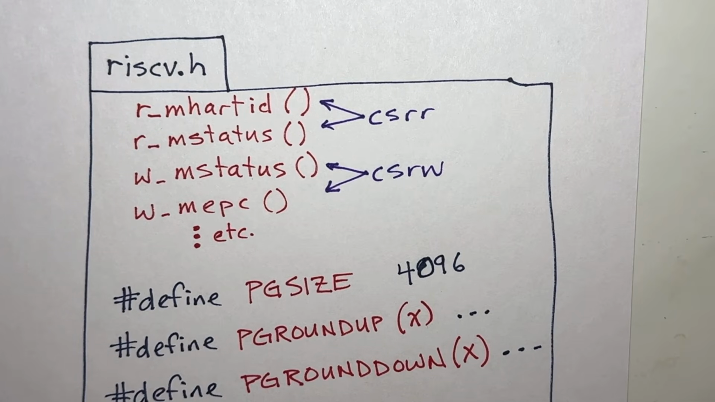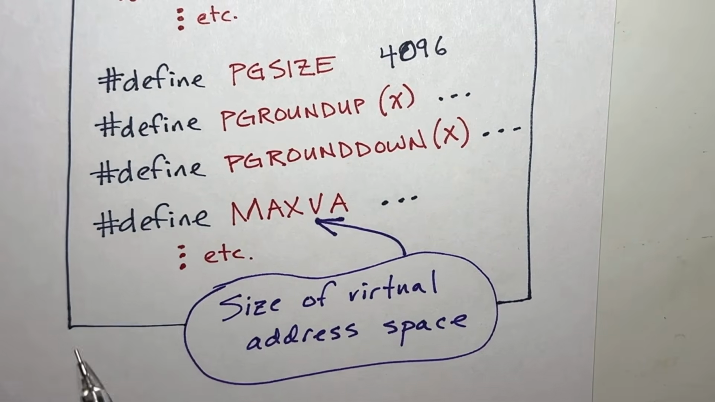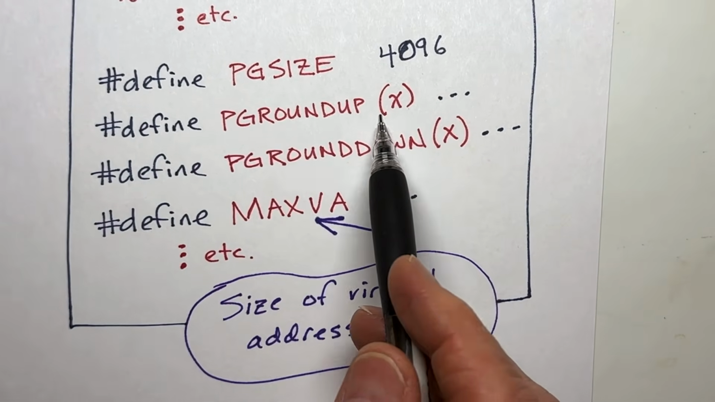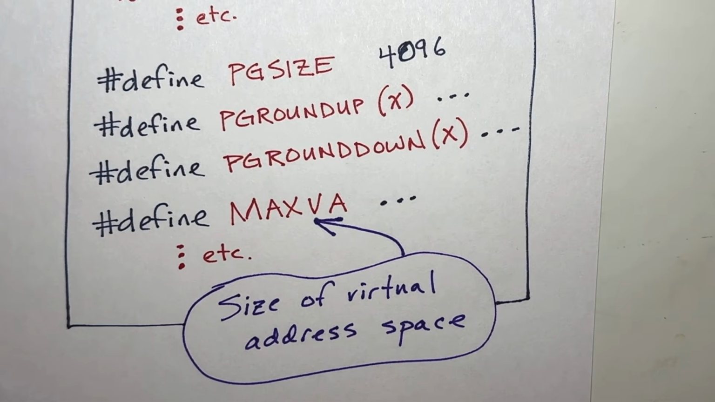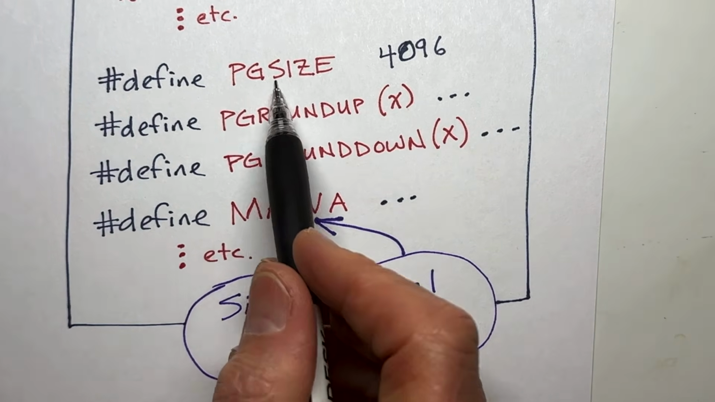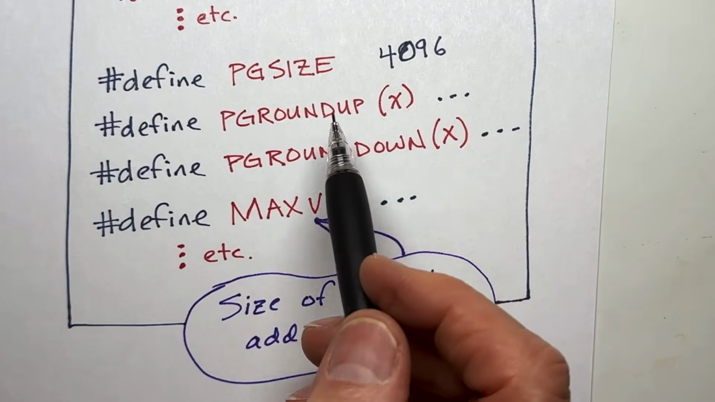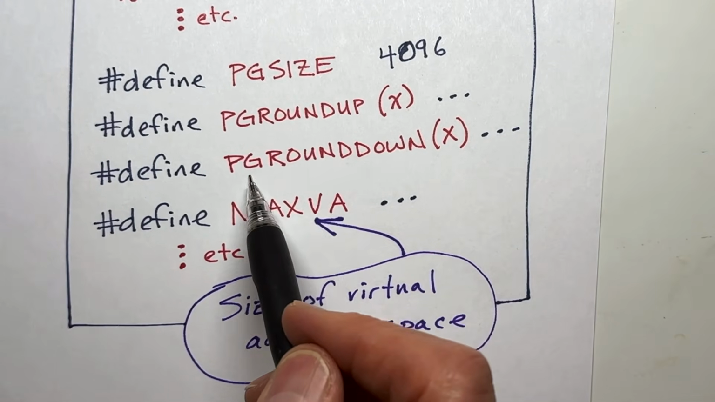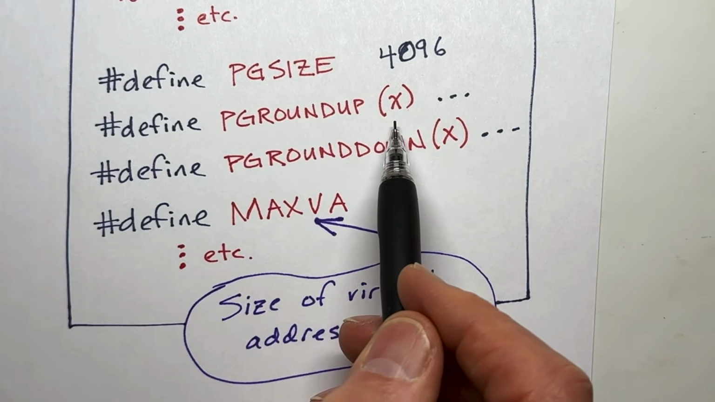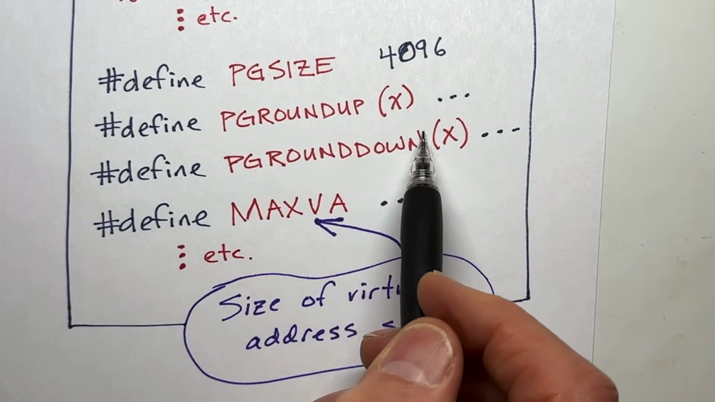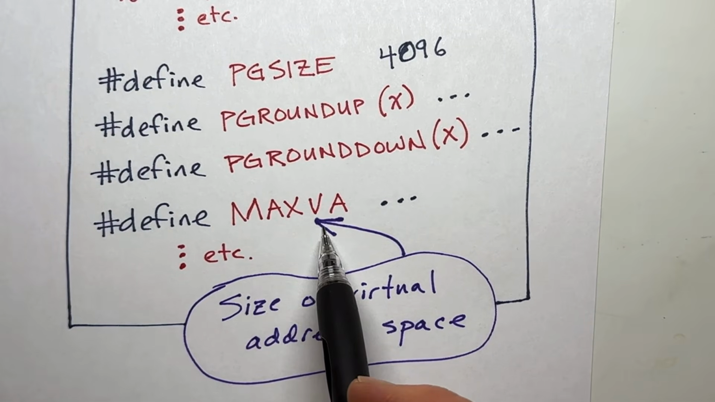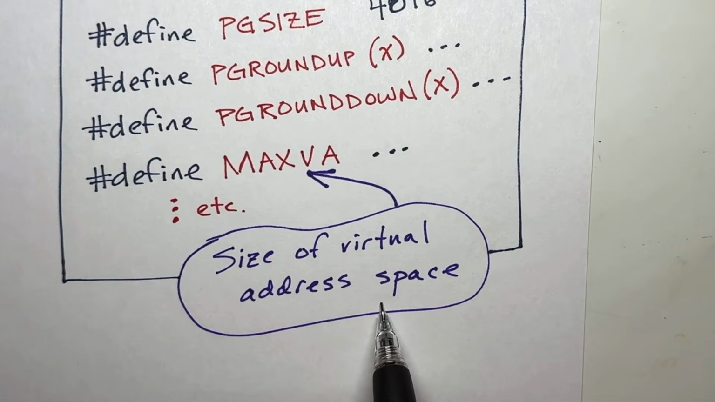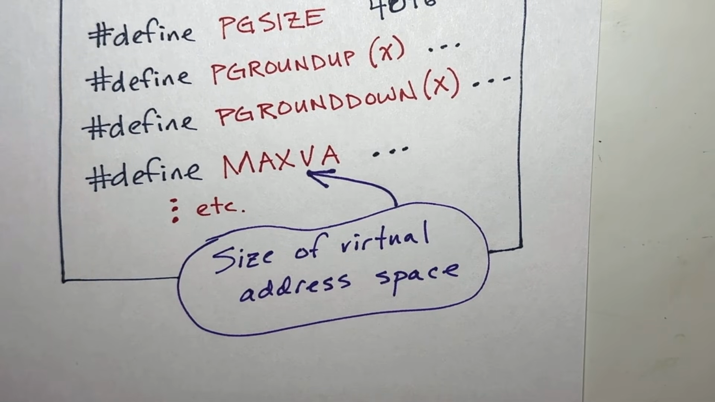This .h file also has several predefined constants and preprocessor macro functions that will come in handy later in various places in the kernel. For example, page size, which is 4 kilobytes, and page round up and page round down, which round addresses up and down to the nearest 4 kilobyte page aligned boundary, and MAXVA, which is the size of all virtual address spaces, or equivalently the address of the byte just beyond the address space.